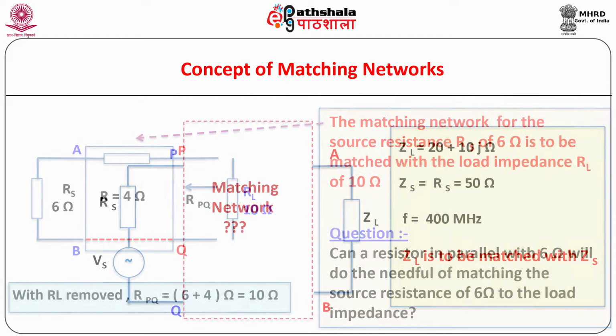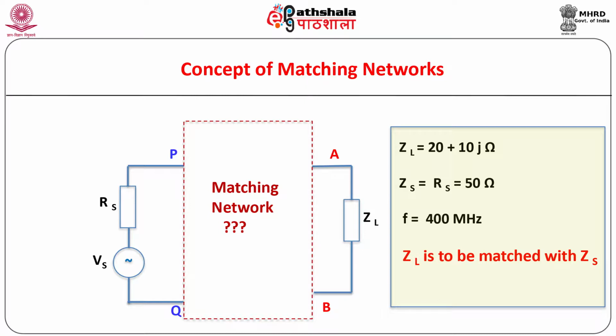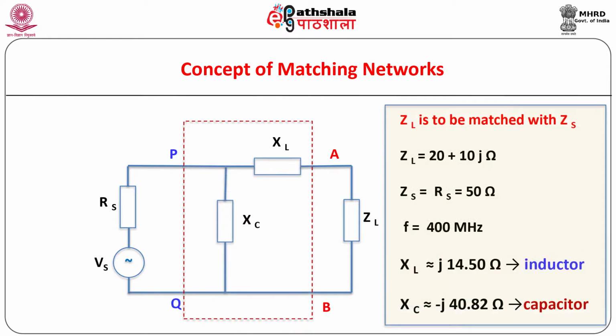Now consider another circuit as shown involving an AC source, which is a little bit complicated as compared to the earlier resistive circuit. In this circuit, it is expected to match the load impedance ZL equal to 20 plus 10j ohm to the source impedance of 50 ohm at a signal frequency of 400 megahertz. In this case, what will be the network which can give the desired impedance? The calculations are not as easy as in the earlier problem with the resistive network. Matching networks of different types can be found as a solution. One of the solutions is as shown.